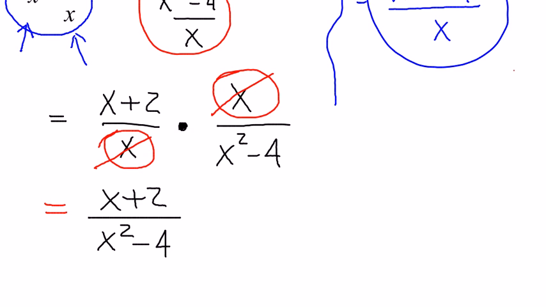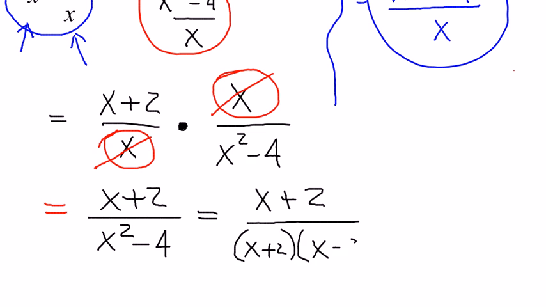Now this is not its most simplified form. So in order to simplify it, we must remember that we have to factor as much as possible in these problems. So x plus 2 is already prime. However, though, the x squared minus 4 is called the difference of squares. So we can say x plus 2 divided by, and then factoring that, we have x plus 2 times x minus 2.